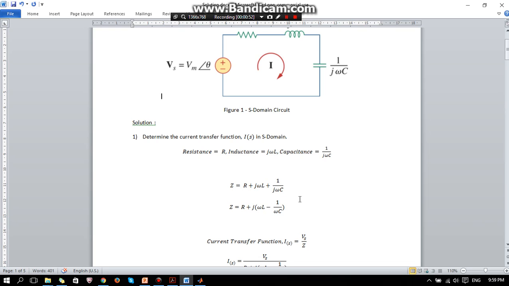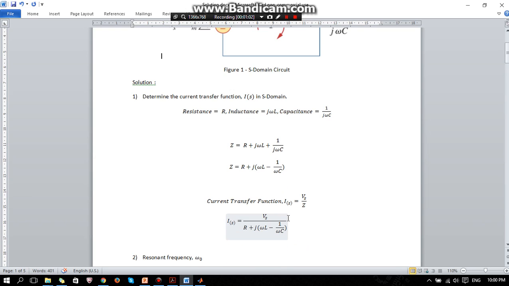Simplify the equation, so the impedance Z equals R plus j times (ωL minus 1 over ωC). Substitute this Z into IS equal to V over Z. Then IS equals 1 over R plus j times (ωL minus 1 over ωC).